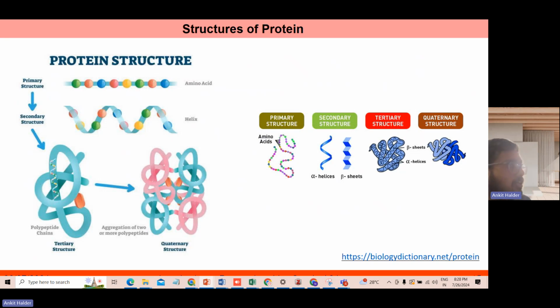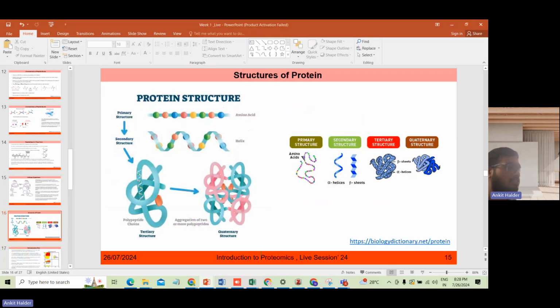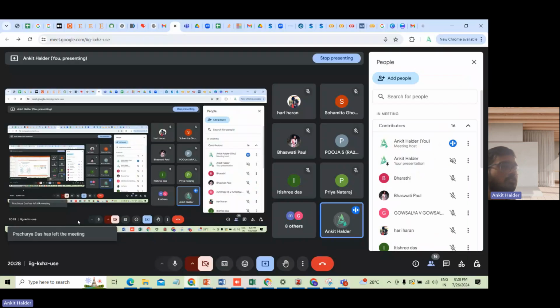So now if we talk about protein structures, they can be divided into four types: primary structure, secondary structure, tertiary structure, and quaternary structure. So after seeing these, who would like to state what the basic differences are between each of these structures, or what those structural forms are?